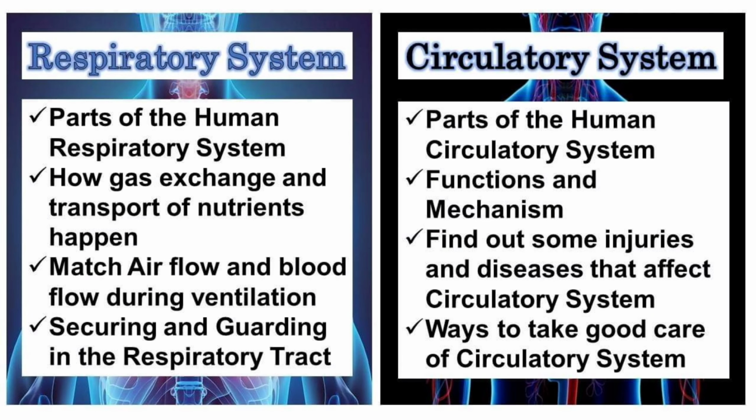For the respiratory system, you will learn the parts of the human respiratory system, and how gas exchange and transport of nutrients happen. You can match airflow and blood flow during ventilation and learn the securing and guarding in the respiratory tract. Likewise, in the circulatory system, you will be familiar with its parts. You will also know more about the functions and mechanisms involved in it. You will also find out some injuries and diseases that can affect the circulatory system and ways by which we can take good care of this system.